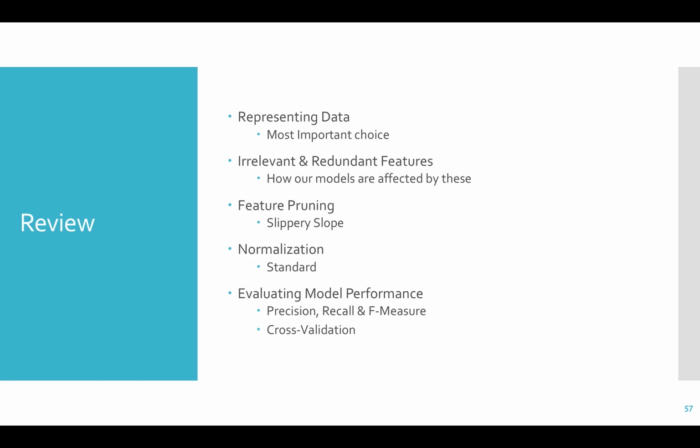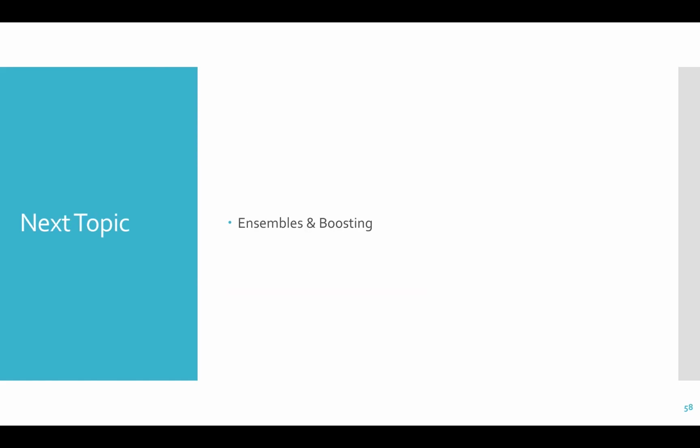As a review, we covered representing data, and we discussed how it's the most important choice you'll make. We discussed irrelevant and redundant features and how all of our models are affected by these. We talked about feature pruning and how it's a slippery slope, normalization and how it's a standard process for machine learning, and we talked about evaluating model performance using precision, recall, and the F measure, as well as a new technique, cross-validation. The next topic will cover ensembles and boosting.